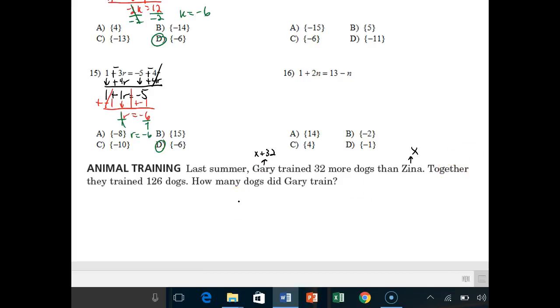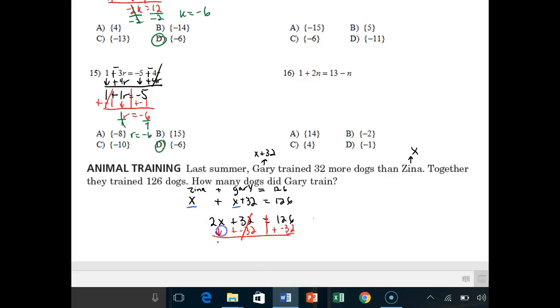So it looks like we should have Zena, or x, plus Gary, or x plus 32, should equal 126. So notice how the variables are on the same side in this equation, we're just going to combine like terms. If they were on different sides, then we'd have to move. But since they're on the same side of the equal sign, we can just combine them. So x and x is 2x plus 32 equals 126. Add negative 32 to both sides.